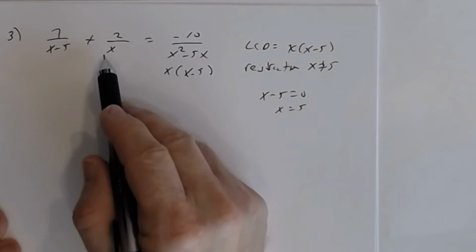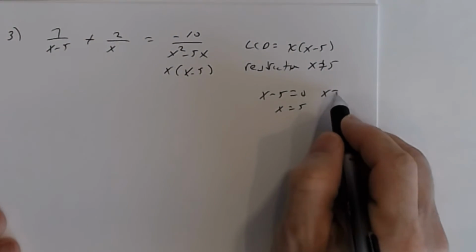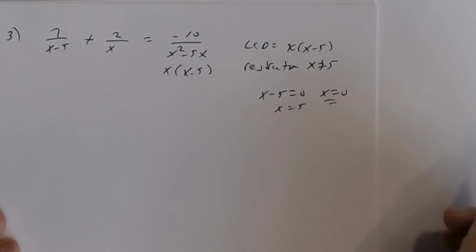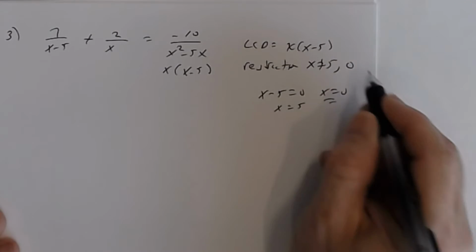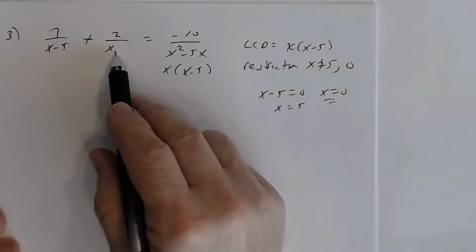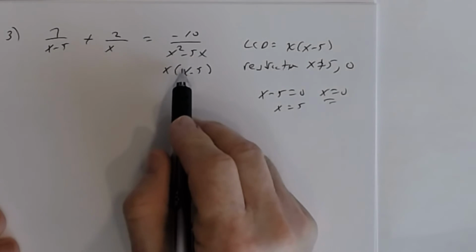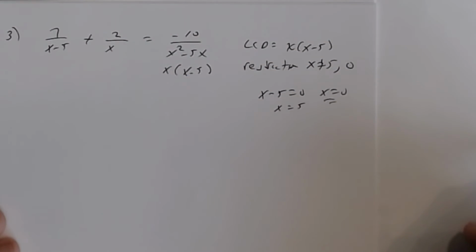Then we look at the next one. Well, that one's easy because what makes that 0? Well, this denominator is 0 when x equals 0. There's no other choice there. There's nothing else to do. X is 0. So those are your two restrictions. And you go to the next one. Well, this factor x you already took care of. That was this one. This factor of x minus 5, that was that one. So those are your two restrictions.